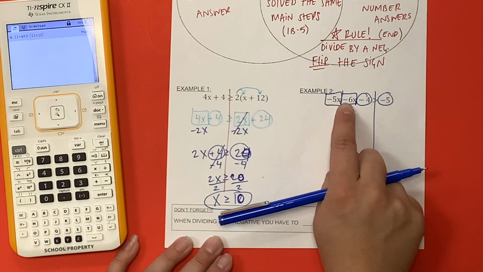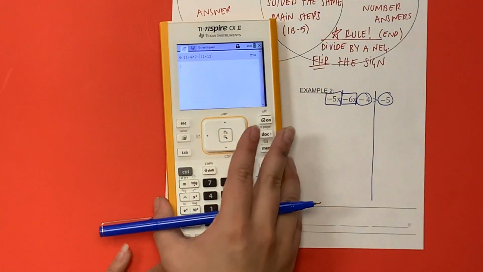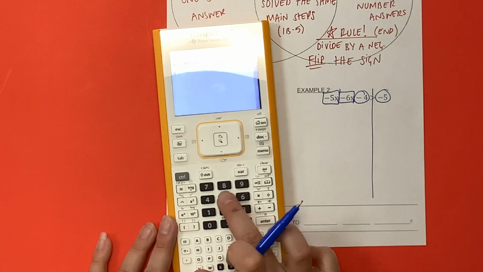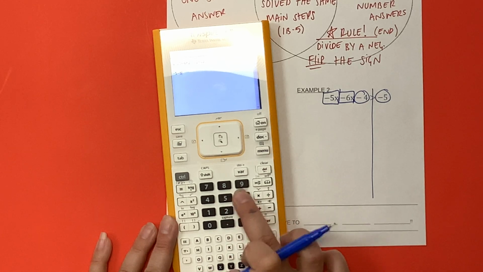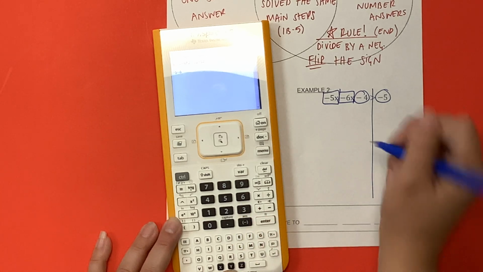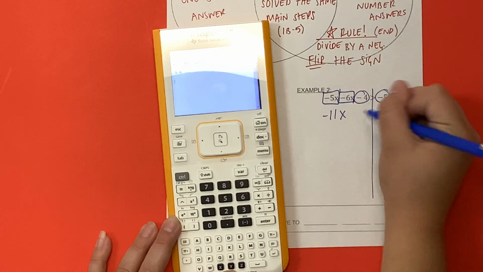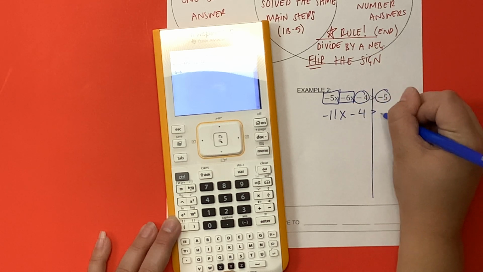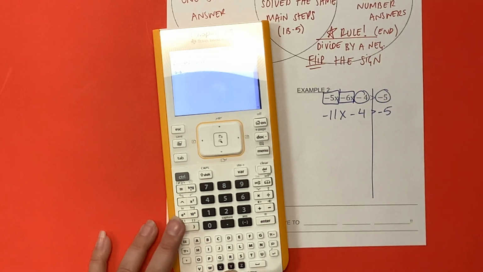Negative 5x and negative 6x. I'm just going to show you an example of how to type this in. Negative 5 minus 6. Notice I did not say negative 5 minus negative 6. It will not work correctly. Negative 11x minus 4 is greater than 5.